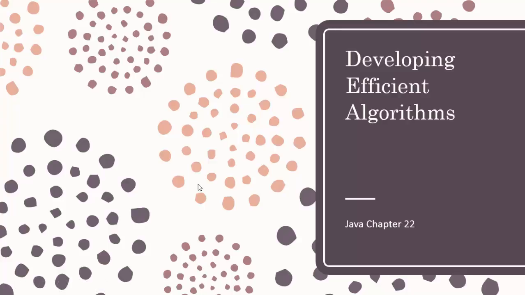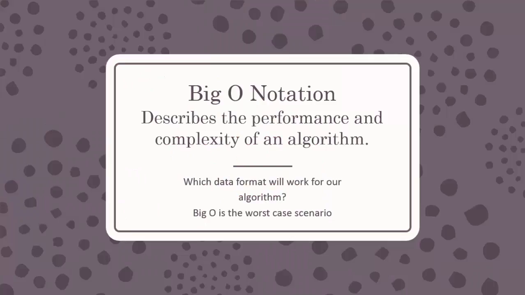All of our unit will be talking about data structures and how to create efficient data structures, what kind of data structures we need, and how to use them. Big O notation describes the performance and complexity of an algorithm, what data format will work for our algorithm, and Big O is kind of the worst case scenario.